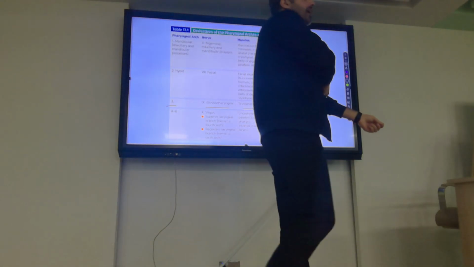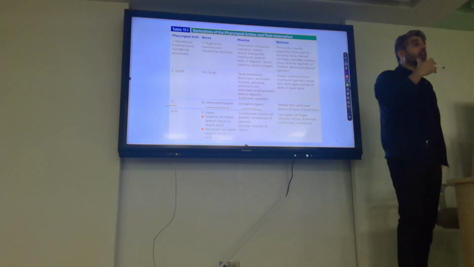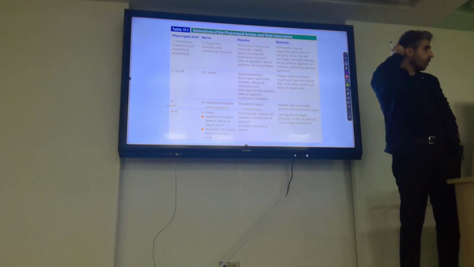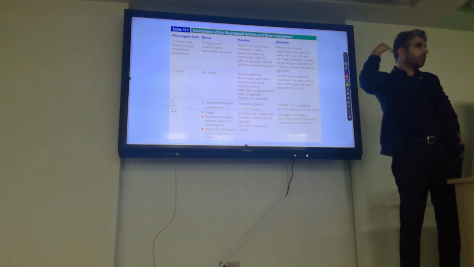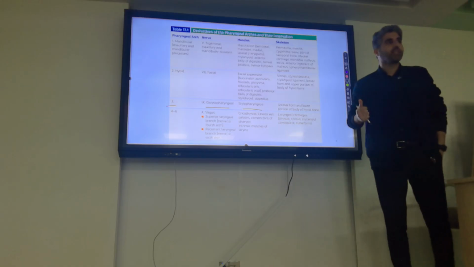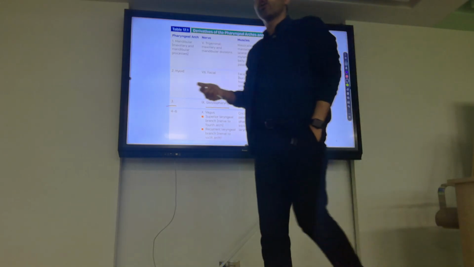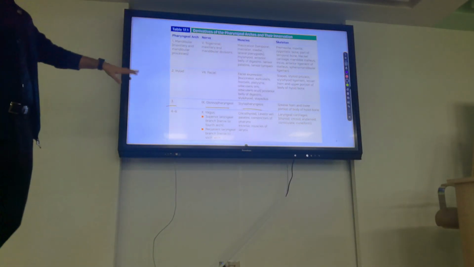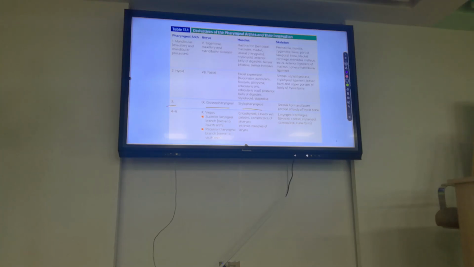So in the tongue it is the same. The muscle is not from the arch. The muscles come from somites, from the occipital region. For this reason, the innervation of the muscle in the tongue is the hypoglossal nerve, not from the arch. But you can see the outer layer, the sense, yes, they come from the arch.